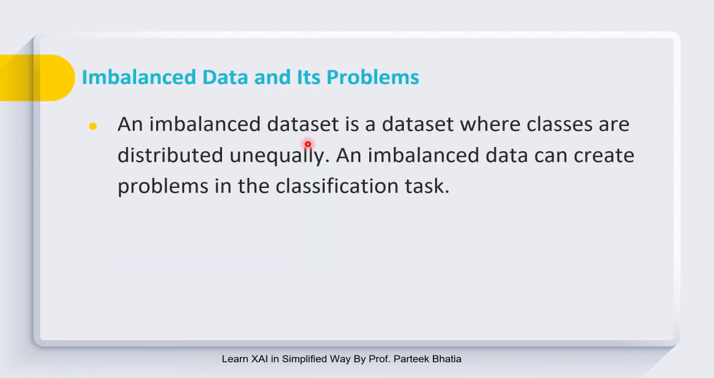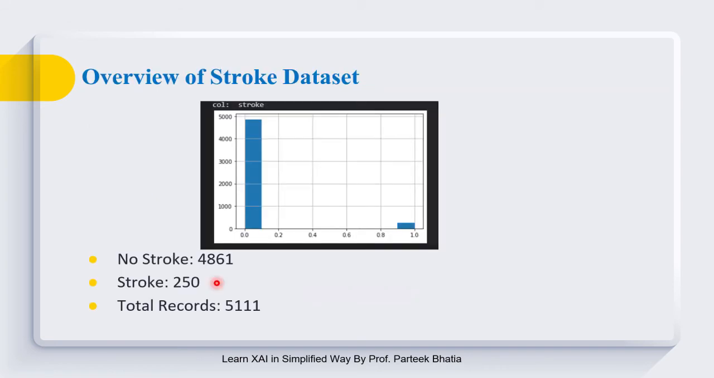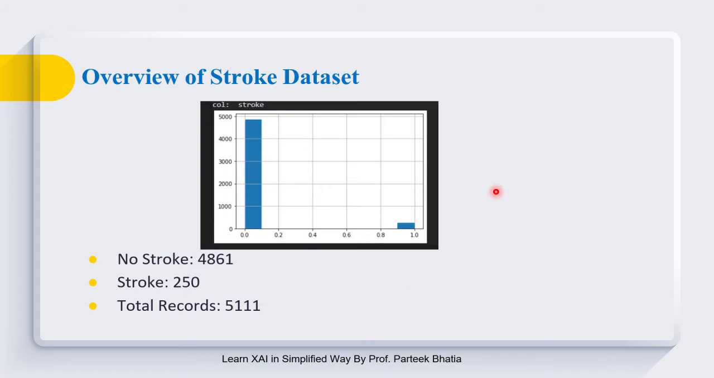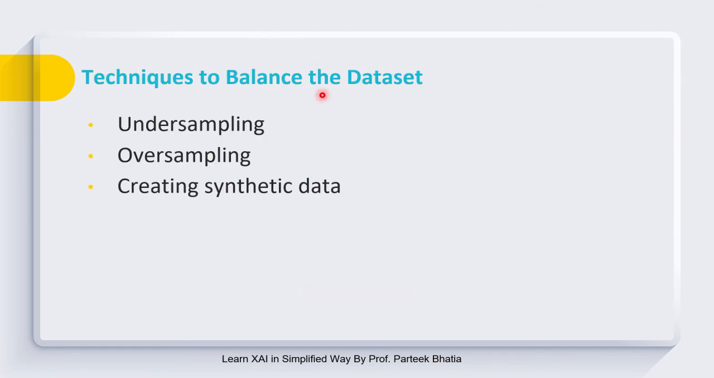An imbalanced dataset is a dataset where classes are distributed unequally. And clearly, our stroke dataset is an imbalanced dataset. This imbalanced dataset can create a lot of problems in classification tasks. In order to build an accurate classifier, we should have balanced data. It means we should have the same number of records for each of the classes. And in order to balance the dataset, we have three techniques. These are undersampling, oversampling, and creating synthetic data. Let us discuss each of these techniques one by one.